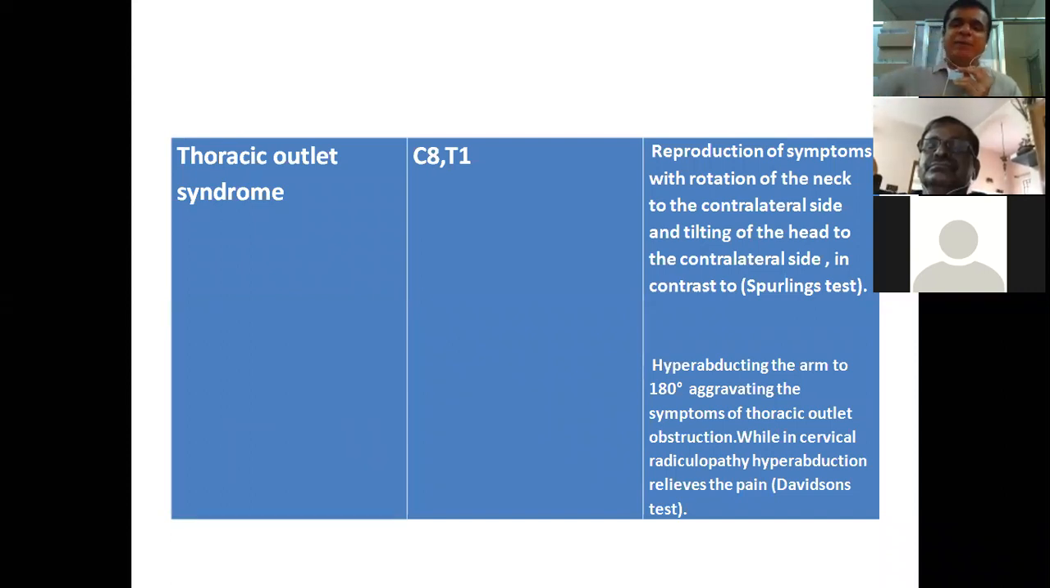Second, hyperabducting. Usually when you're hyperabducting the arm, thoracic outlet obstruction syndrome symptoms get worsened. While in case of cervical radiculopathy, with hyperabduction of the arm, the symptoms will go down. So this is one of the main important differentiating features. Hope I am clear. So these are the three main differential diagnoses: shoulder pathologies, thoracic outlet obstruction syndrome, brachial plexitis.